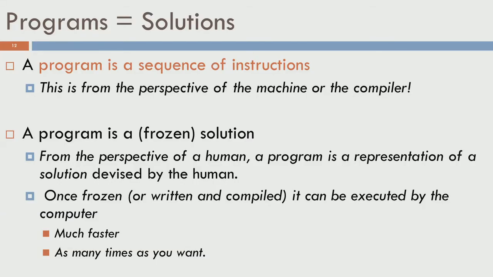So, from the perspective of a human being, a program is the representation of a solution devised by a human being, and the nice thing about a program is that it can be compiled and stored and it is ready for execution from there on. You can also distribute the programs to others for them to read, understand or even comment and change. You could distribute the machine version or machine code for others to execute, but not be able to see the program. You can do lots of things, and you write the program once, you can run the program as many times as you want.